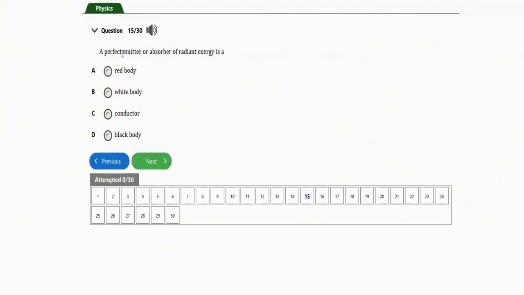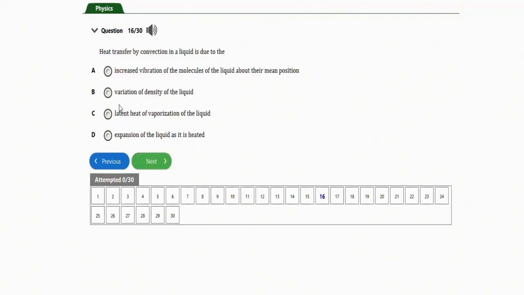It says, a perfect emitter or absorber of radiant energy is: red body, white body, conductor, black body. So the correct option in this question is option D, black body. So let's go to the next one. So this is the next question.